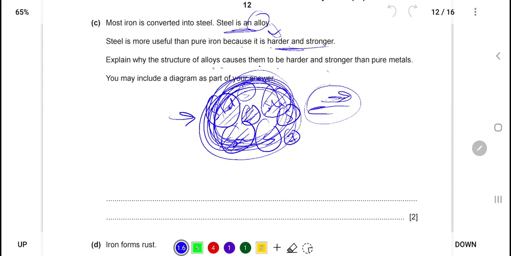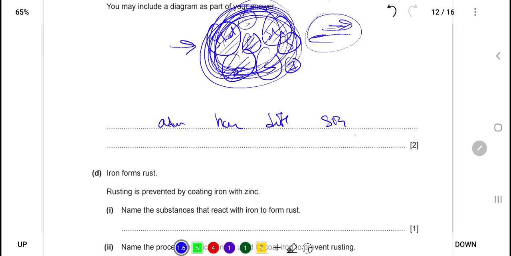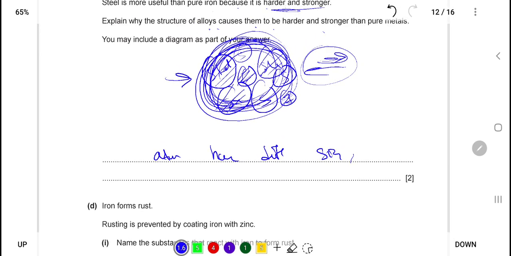Okay guys, anyways, as I said, now that you know about it, we're going to write that atoms have different sizes. What does that mean? It means that layers cannot slide past or over each other.